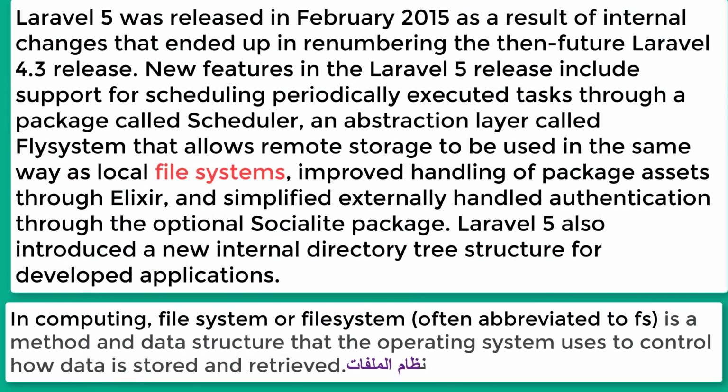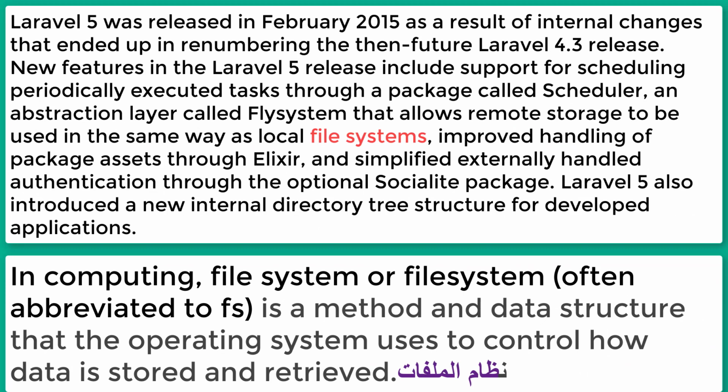Laravel 5 was released in February 2015 as a result of internal changes that ended up in renumbering the then-future Laravel 4.3 release. New features in the Laravel 5 release include support for scheduling periodically executed tasks through a package called Scheduler, an abstraction layer called FlySystem that allows remote storage to be used in the same way as local file systems, improved handling of package assets through Elixir, and simplified externally handled authentication through the optional Socialite package. Laravel 5 also introduced a new internal directory tree structure for developed applications.